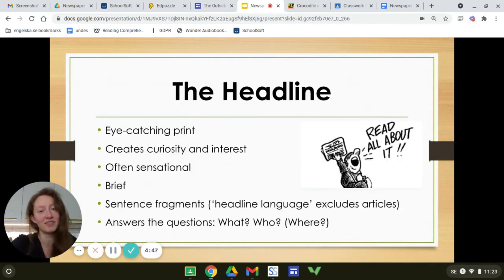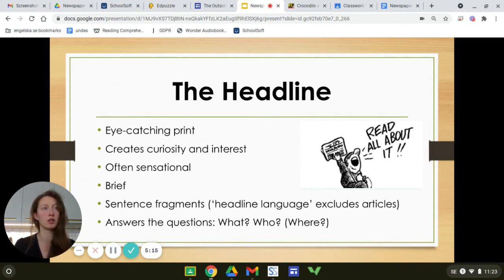All right, the headline. Here's what the headline should be. It should be big and catchy. It should create curiosity. It should create interest. It can be sensational, and it shouldn't be too long. Otherwise, people are bored already. And it can have sentence fragments. So headline language often takes out the article. So an article would be like the or a.